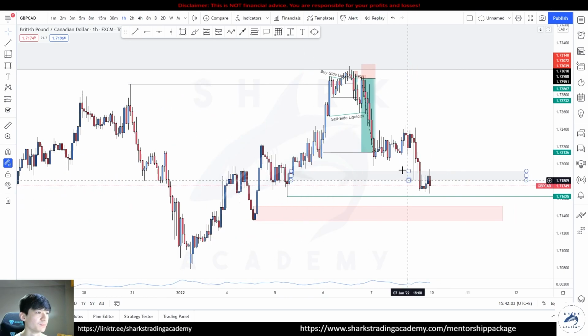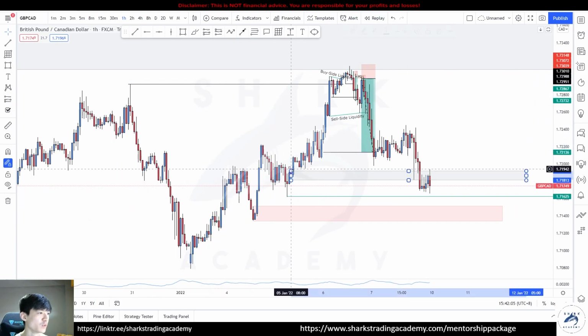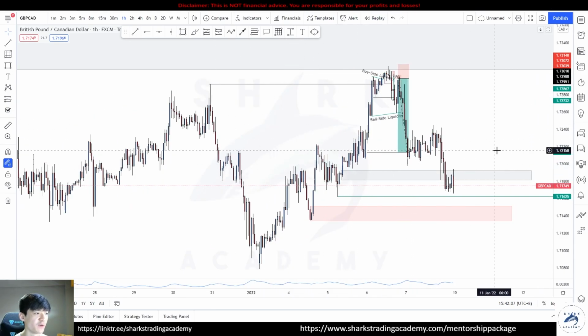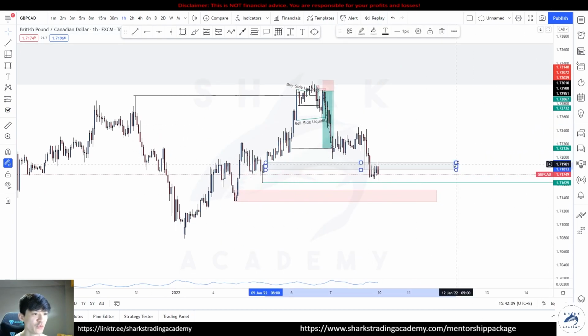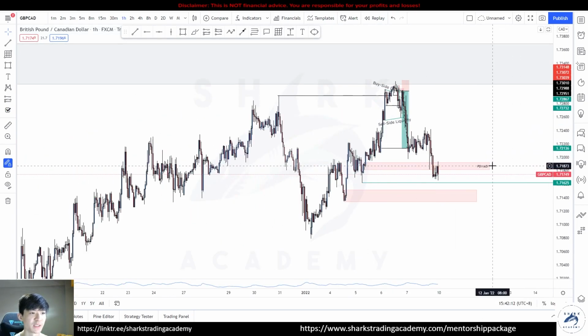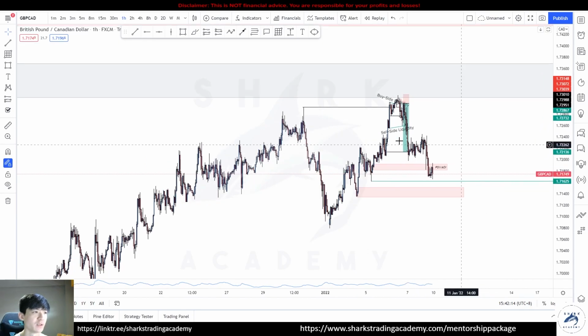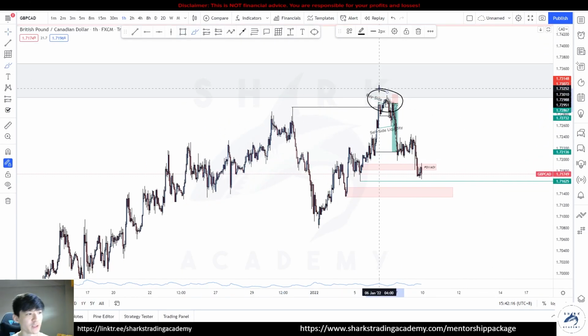Let's go down to the 1 hour. So this was the demand zone that I was looking for. If I want to be a buyer, these two red POIs are the ones that I'm interested to buy from, right? To eventually run the liquidity over here. Because now, if you're trying to buy over here, you're buying high up the range.